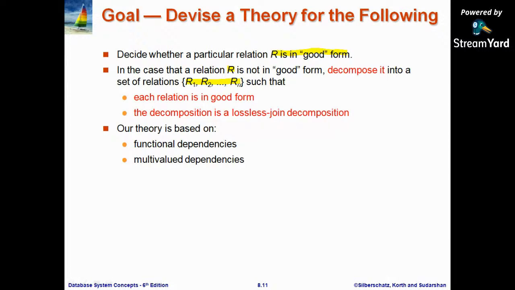We have to divide this relation into multiple relations R1, R2, R3. How should this decomposition be? This decomposition is said to be a good one when every R1, R2 is in good form, and this decomposition is a lossless decomposition. No information is lost. We have seen the definition of lossless decomposition where R1 intersection R2 tends to either R1 or R2.